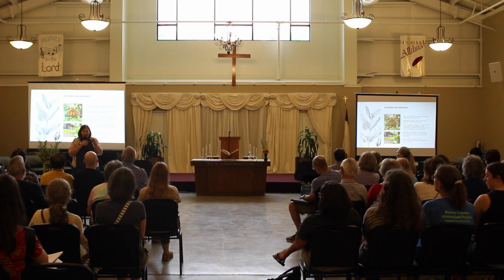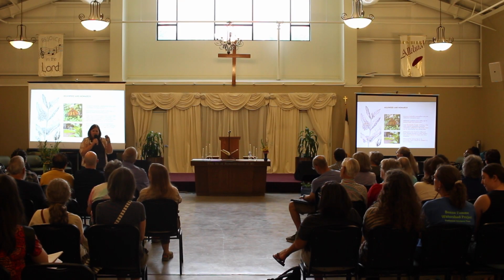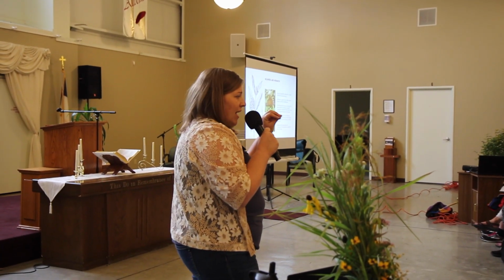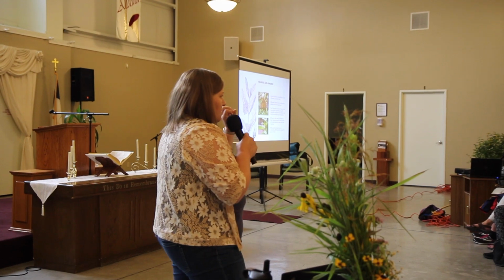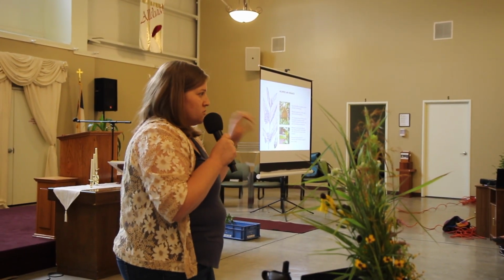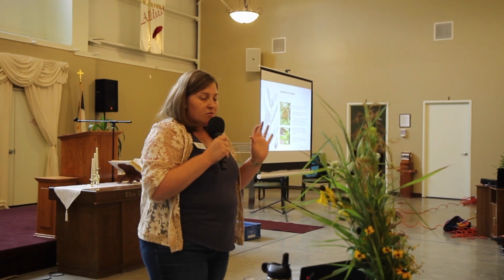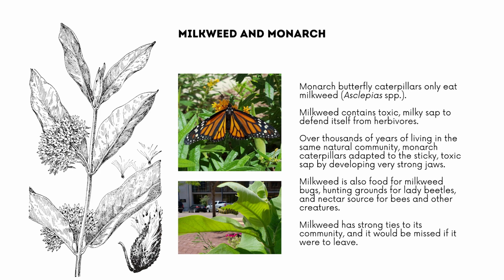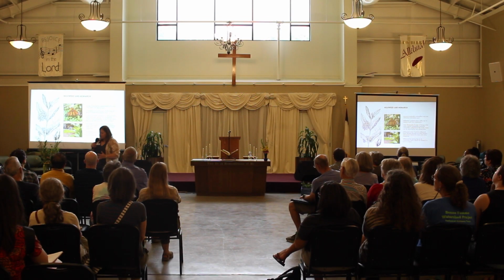The tiny caterpillar, when it first comes out of an egg, is about the size of a pencil point. And that little caterpillar has to chew through these tough, milky, sappy leaves, so they've developed a stronger jaw to do that. Milkweed has a strong tie to its community, and it would be missed if it were to leave. Those are the types of complex and essential relationships we're talking about.